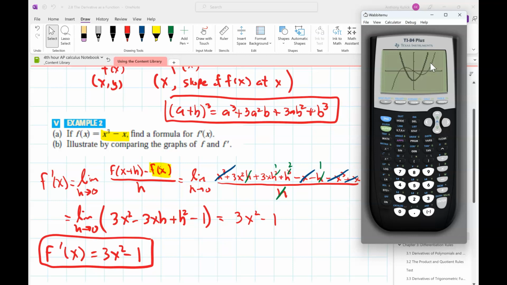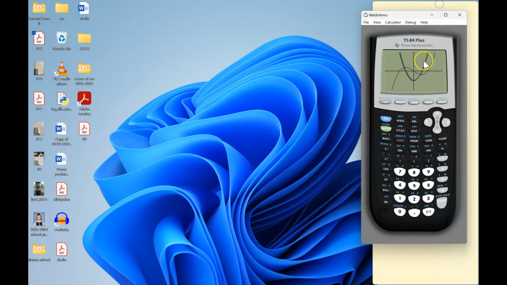Wait, so for the function it's going positive, right? Then how come the derivative is going negative? So here, the function is increasing, right? So that part, the derivative is above the x-axis, because the slopes are all positive numbers. Here, the function is decreasing, so the slopes are all negative, so the derivative is below the x-axis. Okay. Thank you. You're welcome.